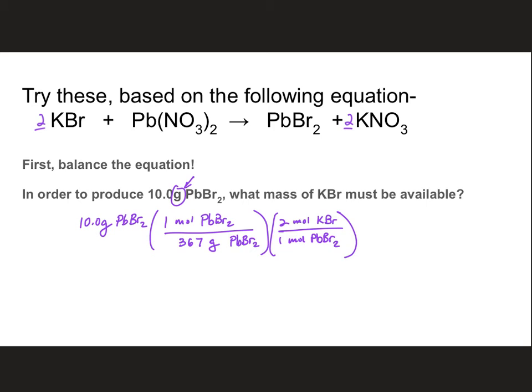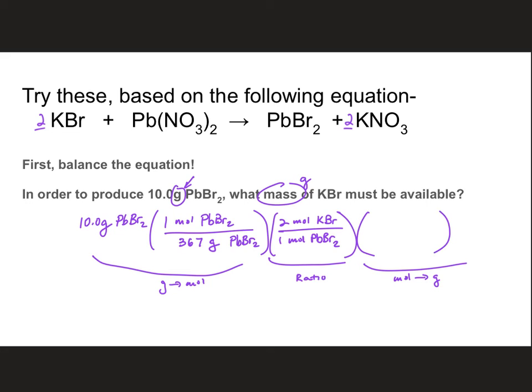So let me talk you through the first three things, because we have done these before. Number one, balance the equation. Number two, because you're given grams, you need to do the first step, which is a grams to mole conversion, and the second step is to apply your mole ratio. However, I'm asking you for the mass of KBr. So there's actually one additional step on this, which is to convert the moles back to grams. And so I'm going to add another step here.